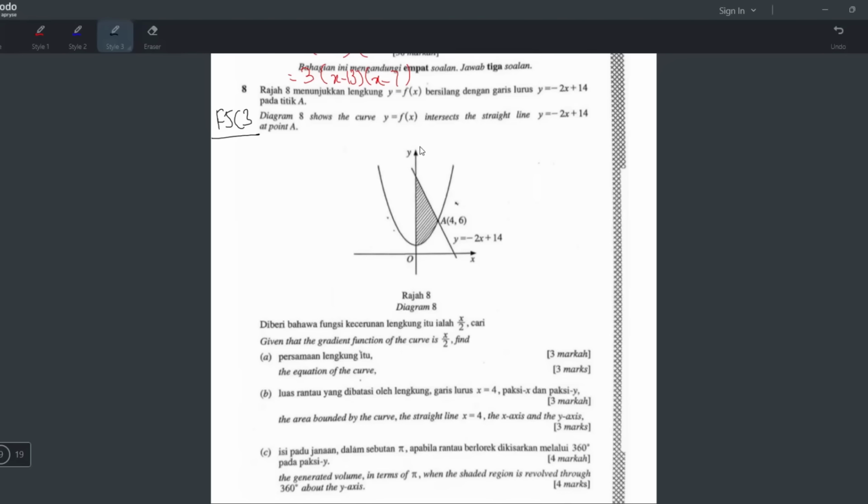Alright, first thing first, when I'm doing this kind of question with my students, I always tell them, find out all the important points first. Even if you don't, you don't have to care about what the question says. Find out all the important points. The important points are the x-intercept, y-intercept, and the intersection point.